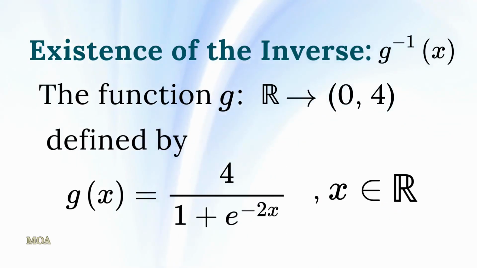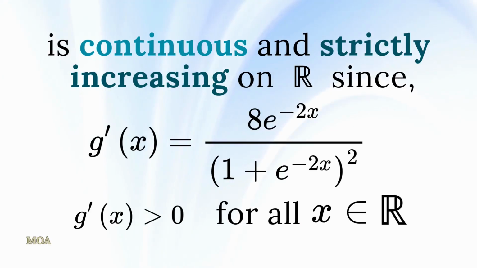Now, let's discuss the existence of the inverse of g, denoted g inverse. The function g is defined from R to the open interval 0 to 4 and is given by g of x equals 4 divided by the quantity 1 plus e to the power minus 2x. Since g is continuous and strictly increasing on R, and its derivative g prime of x is strictly positive for all real x, it is 1 to 1.